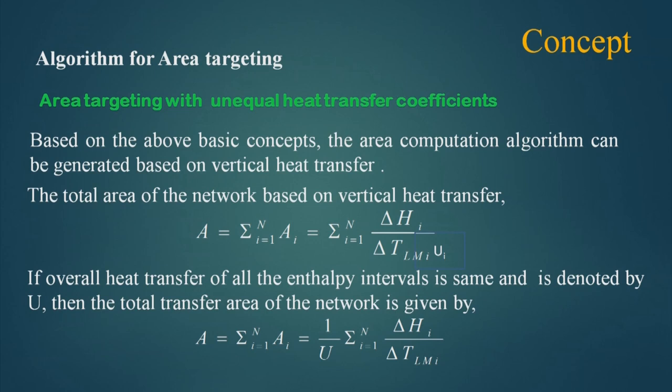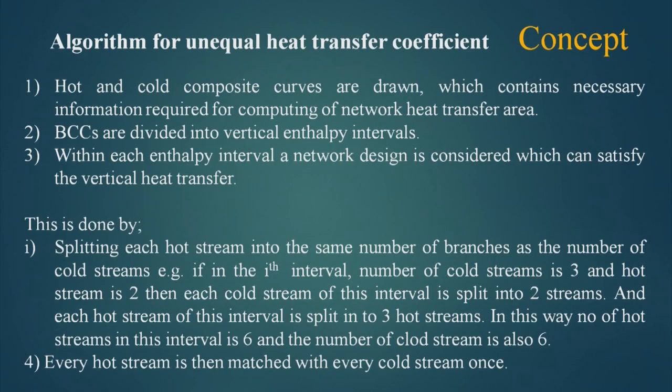Now, if the heat transfer coefficient is constant, then the Ui will take the shape of U and it is constant, so it can be taken out from the summation, and the expression is equal to 1 by U summation i to n delta Hi by delta T lm i. However, if the Ui is not constant, then this formula cannot be used.